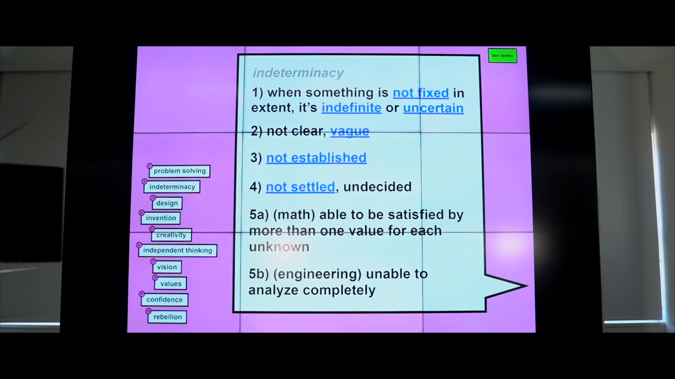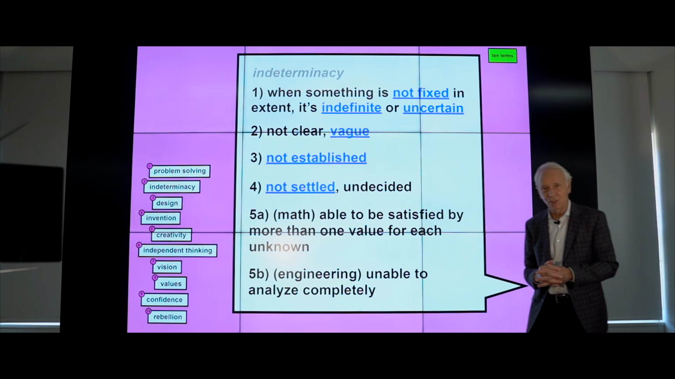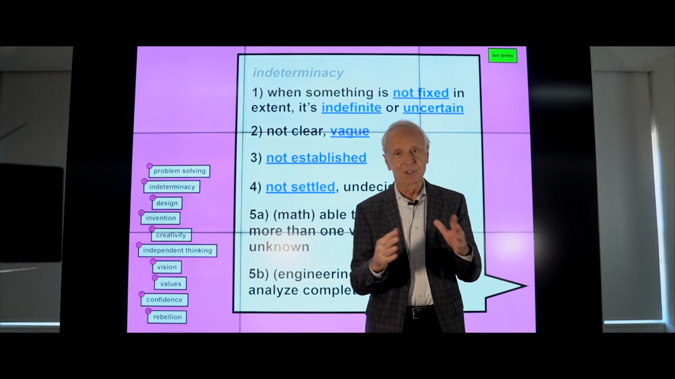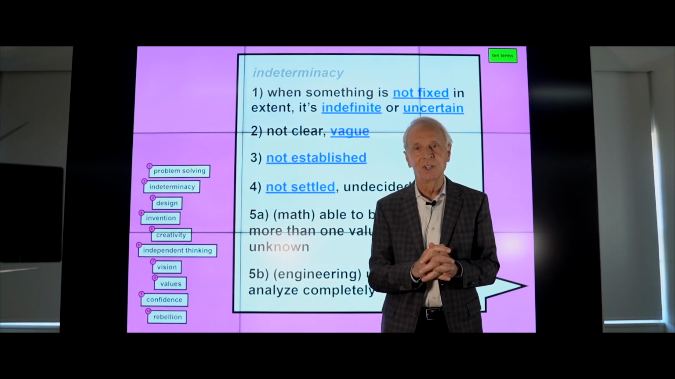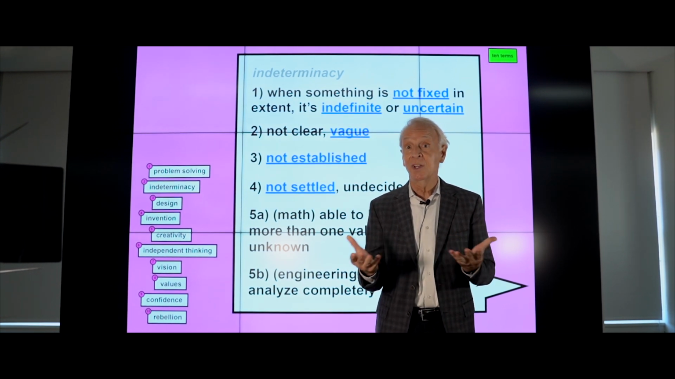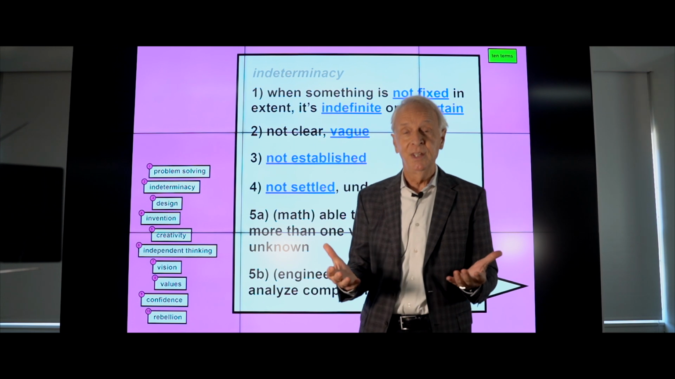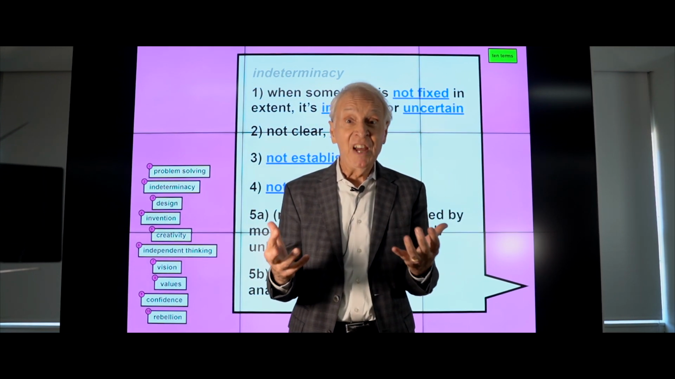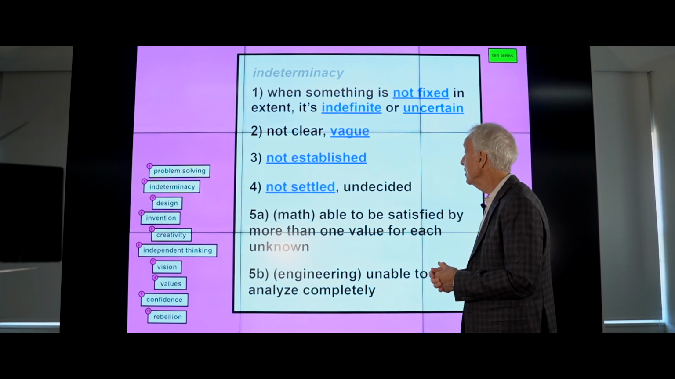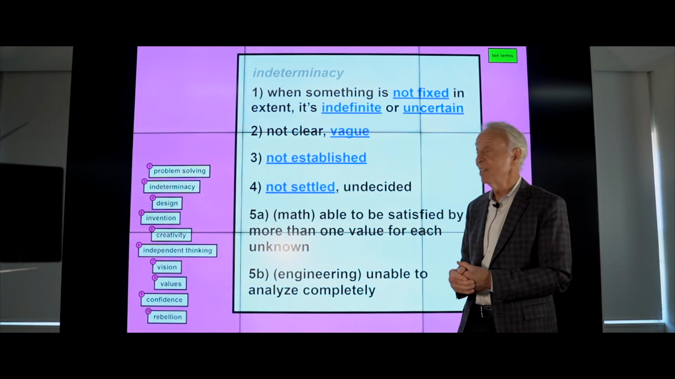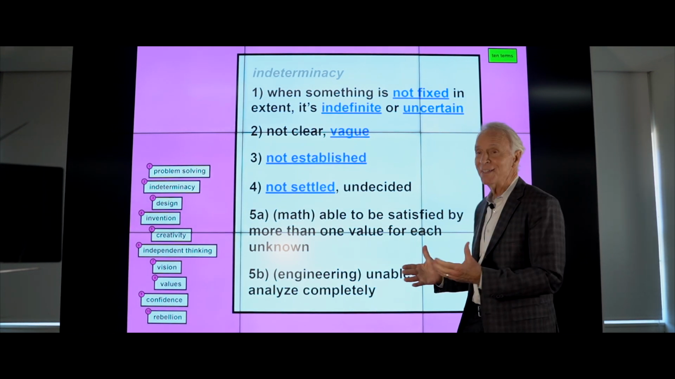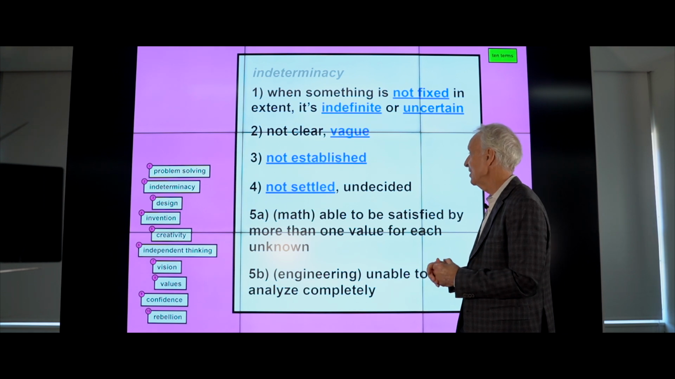The first is one of my favorite words having to do with this class, and that is indeterminacy. I've thrown that out a bit in some of the other talks, but I think fundamental to understanding creative problem solving is figuring out how to deal with indeterminacy. How do you deal with problems that are a little vague, a little fuzzy? The dictionary definition of indeterminacy is when something is not fixed. It's indefinite, or it's uncertain. It's not established. Things that are not settled.